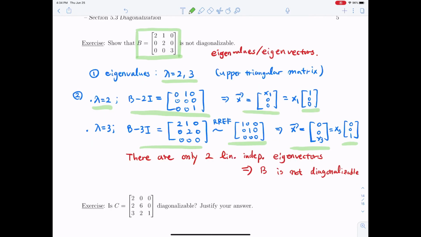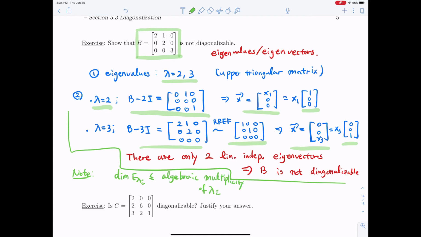So here, one thing that you want to note is that the dimension of the eigenspace of lambda i is always less than or equal to the algebraic multiplicity of the given eigenvalue. And it's always greater than or equal to 1. And this is because if you have an eigenvalue, then that means you can find at least one corresponding eigenvector.